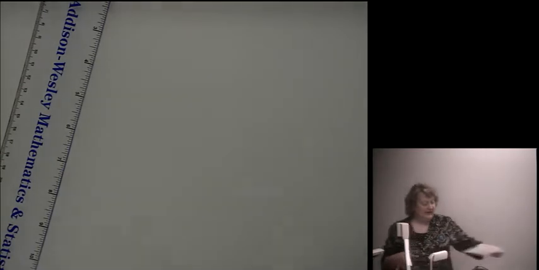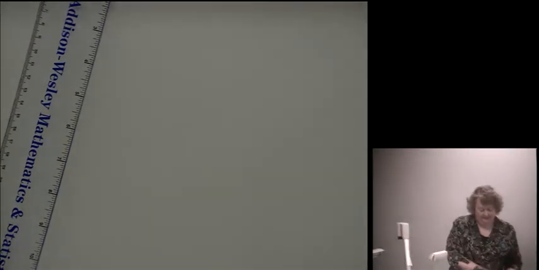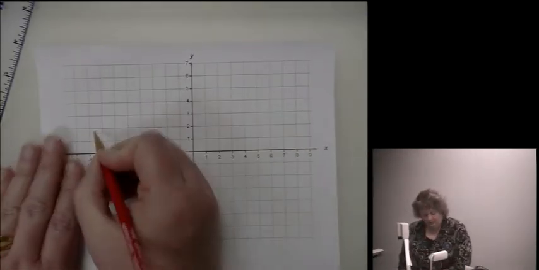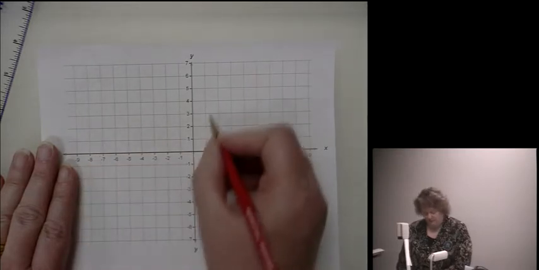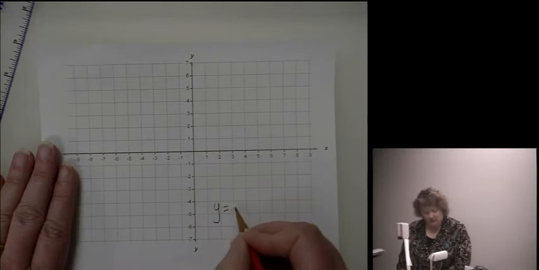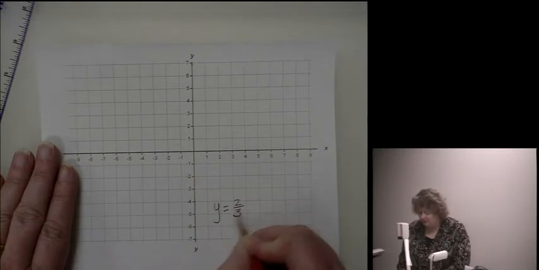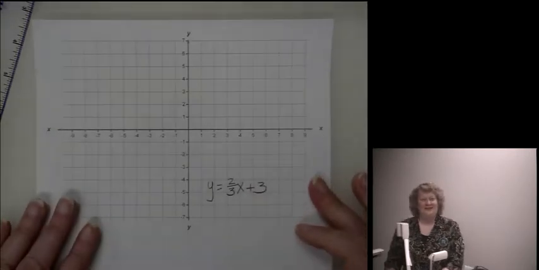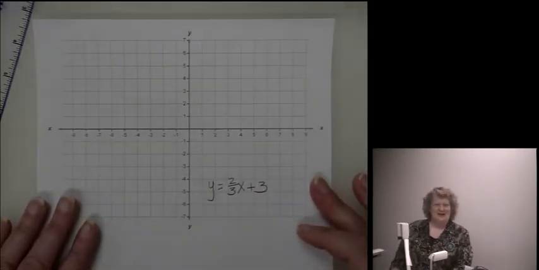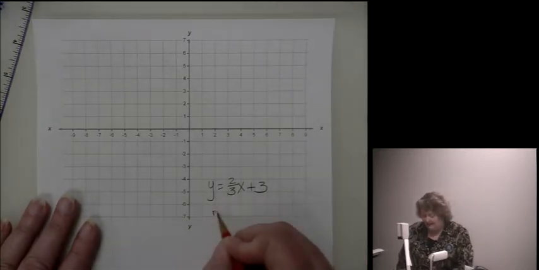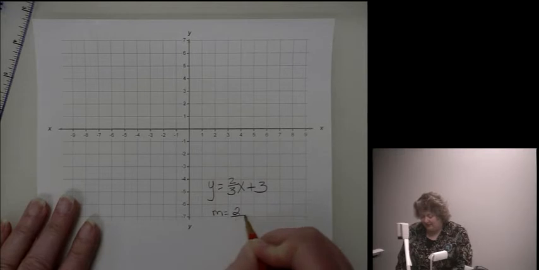Okay, let's look at another example. Trying to decide where to write my information. Okay, let's look at this one right here. We have y equals 2/3x plus 3. Again, my slope in this case is the number in front of the x.